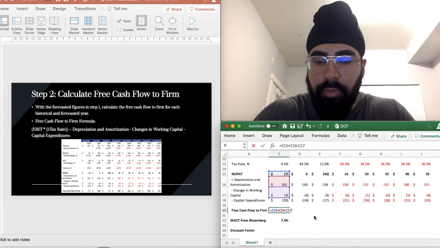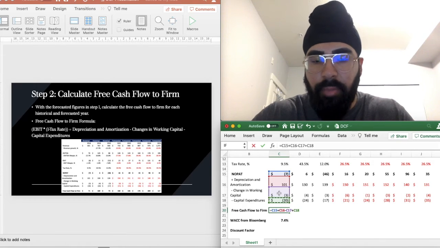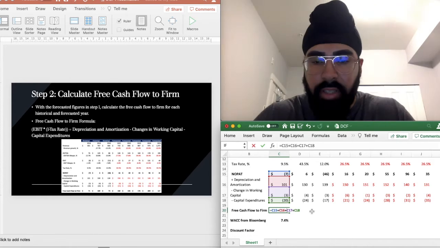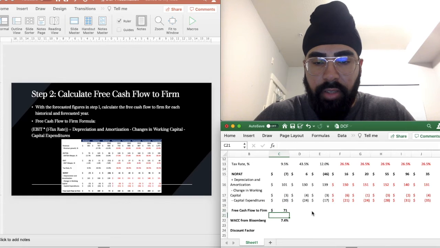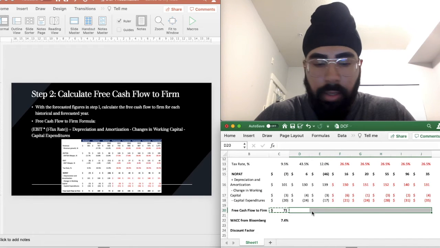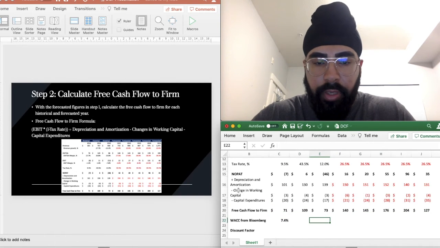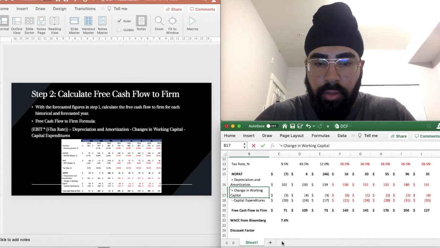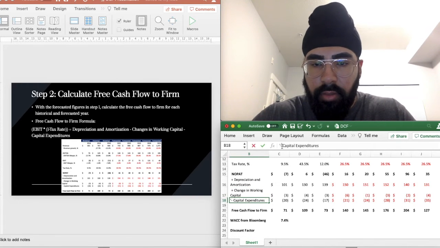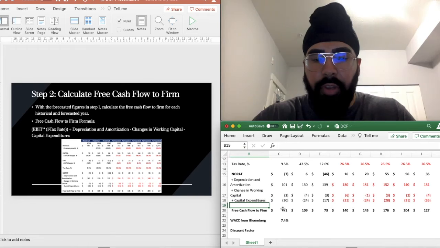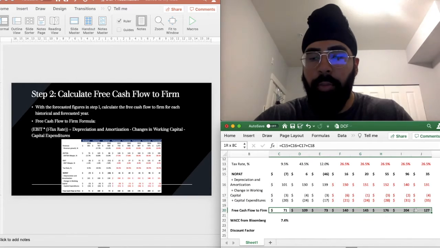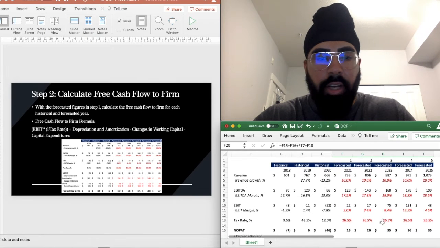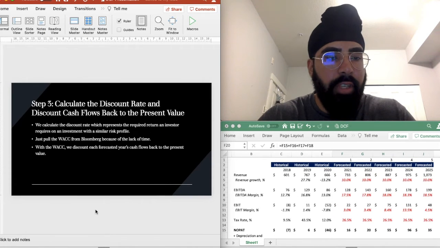Or in this case, it would actually be plus capex because the capex number is already negative, and it would be plus this because that number is already negative as well. So yes, there you go. I'll just make these pluses, make that a plus, and make that a plus in this situation. All right, so now we have our free cash flow to firm for both the historical years and the forecasted years. So now we go on to step 3.